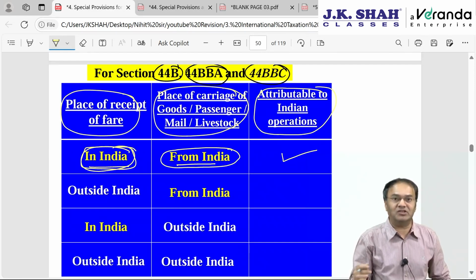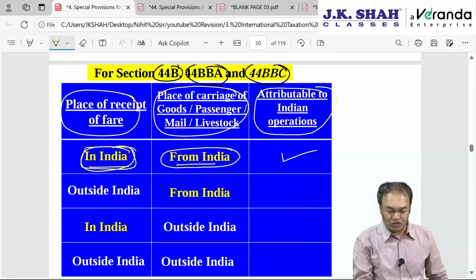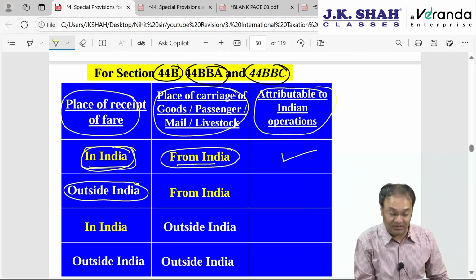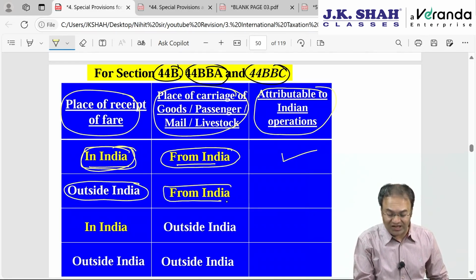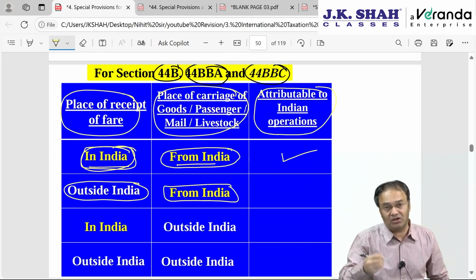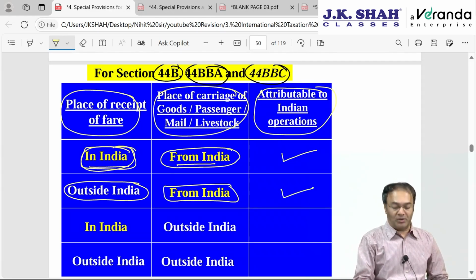I said, okay, fine, this is fine. Now I have a lot of time. So Cathay Pacific people received money from my uncle outside India. Place of receipt is outside India, but the journey begins from India. I traveled from India to Japan. Then in that case, it is still attributable to Indian operations.